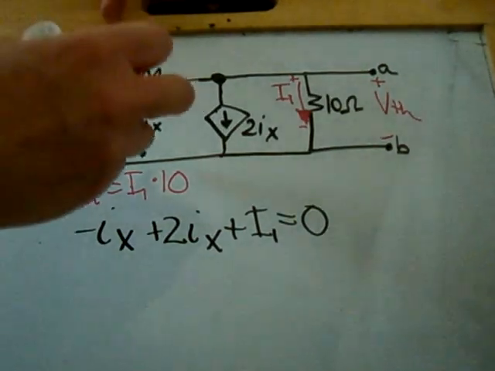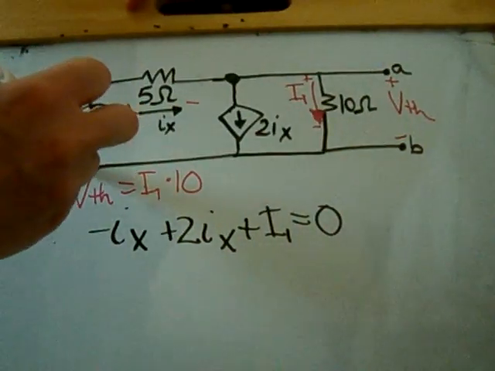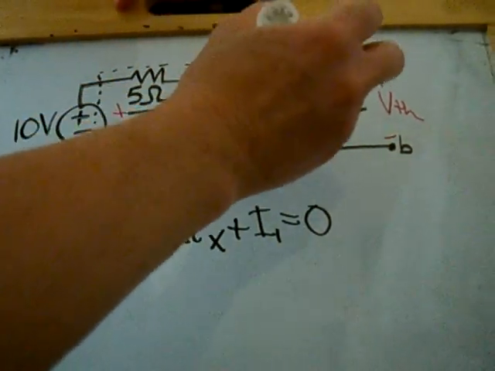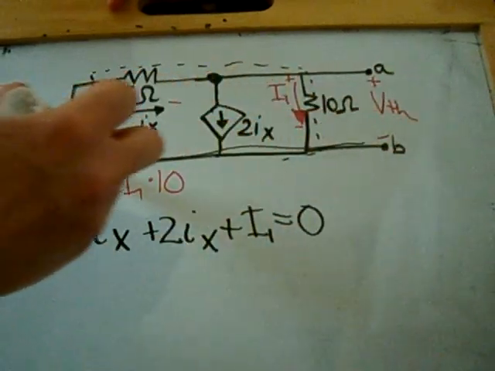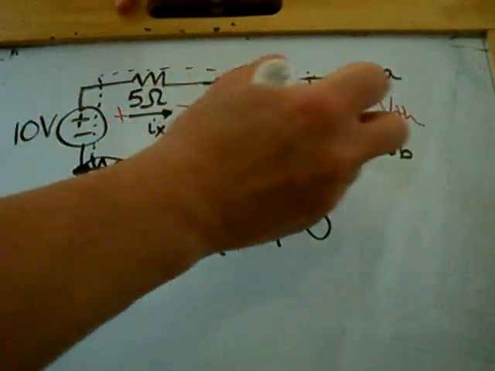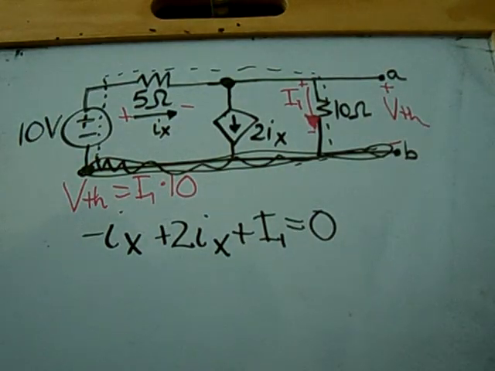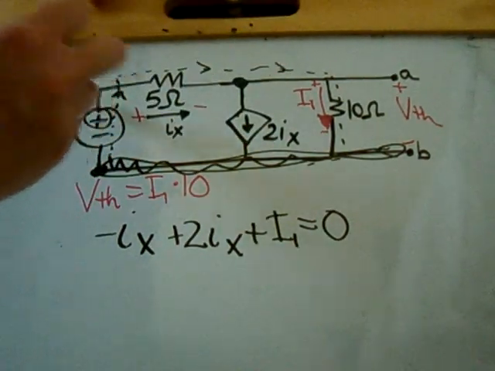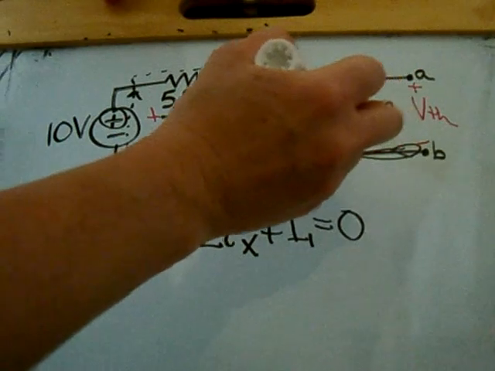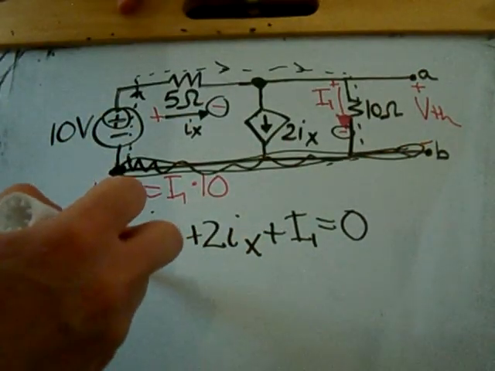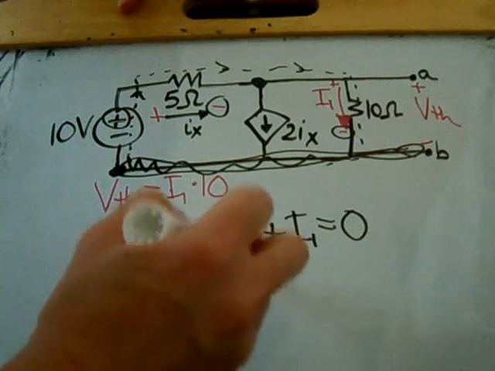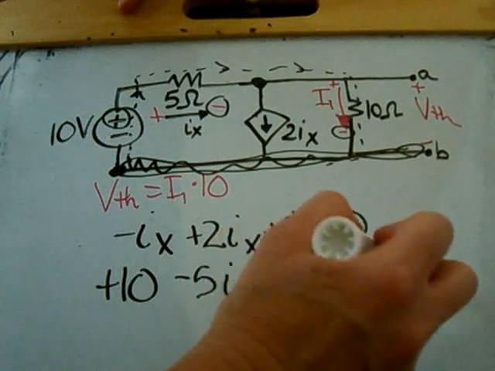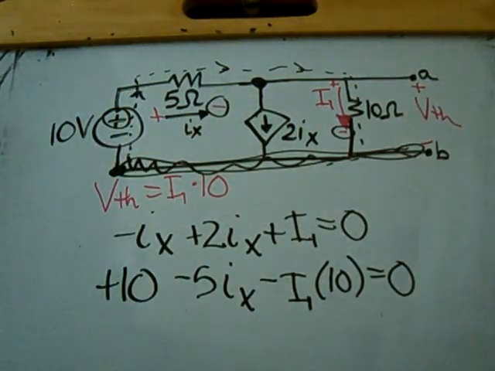And then I can take a voltage loop around the outside. If I start here, and I take my voltage loop, the bottom is going to be all one node, so that will get me to the beginning again. So I have, going in this direction, plus 10 minus IX5 and then minus I1 times 10. So plus 10 minus 5IX minus I1 times 10 equals 0. And I can solve these equations.